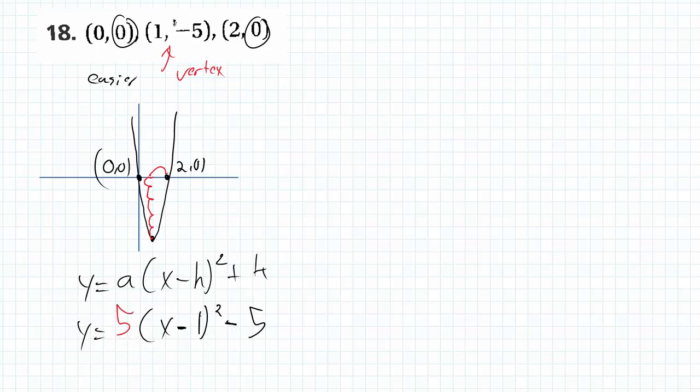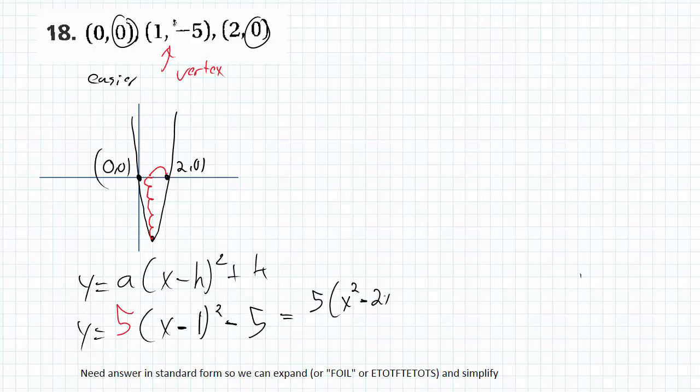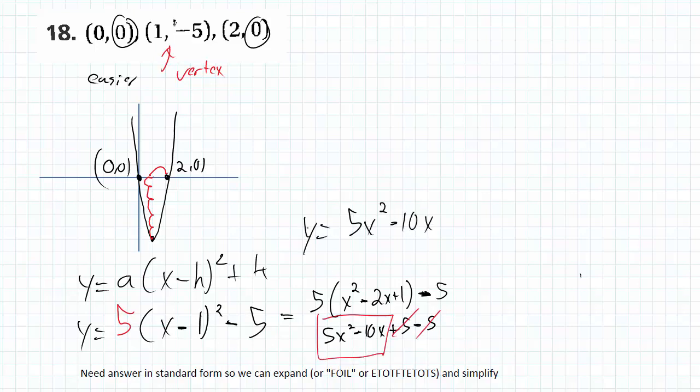But using the little trick about A's and how it connects with slope, I can see that the A value is going to be 5. And if you want to turn that from vertex form into standard form, you can expand that x minus 1 squared. You have to distribute the 5. You have to simplify. Still, it's a bit more work to do by hand.